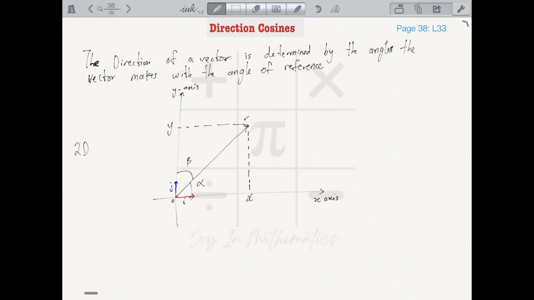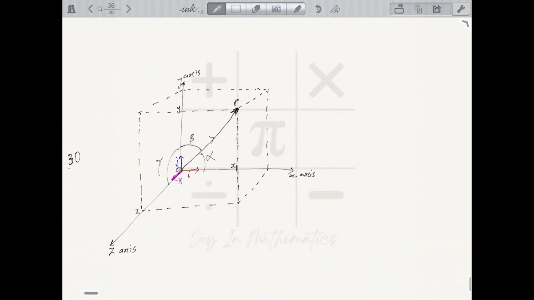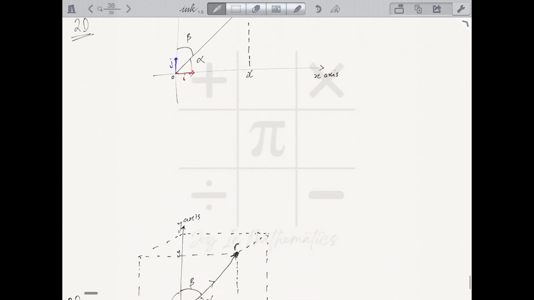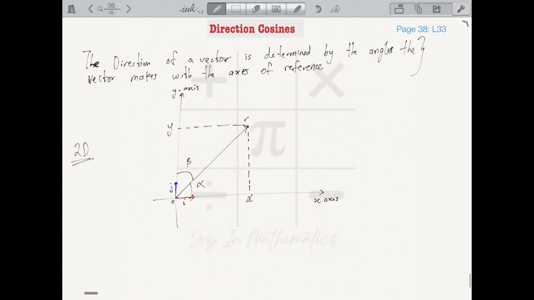This is a segment that involves evaluating the direction of a vector with specified angles with respect to the axis of reference. The direction of a vector is determined by the angles the vector makes with the axis of reference. Now we have a two-dimensional vector here, and we also have a three-dimensional vector here. So we want to understand the concept of direction cosine.